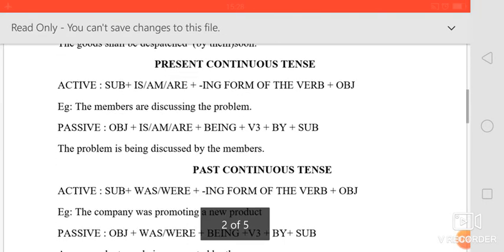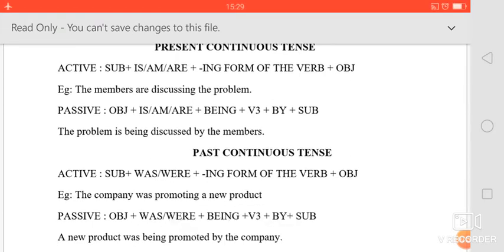Moving on to the next one, present continuous tense. What is the active form of present continuous tense? That is subject plus is, am, are, only one of them will come, plus the ing form of the verb plus object. This is the active form. The members are discussing the problem.